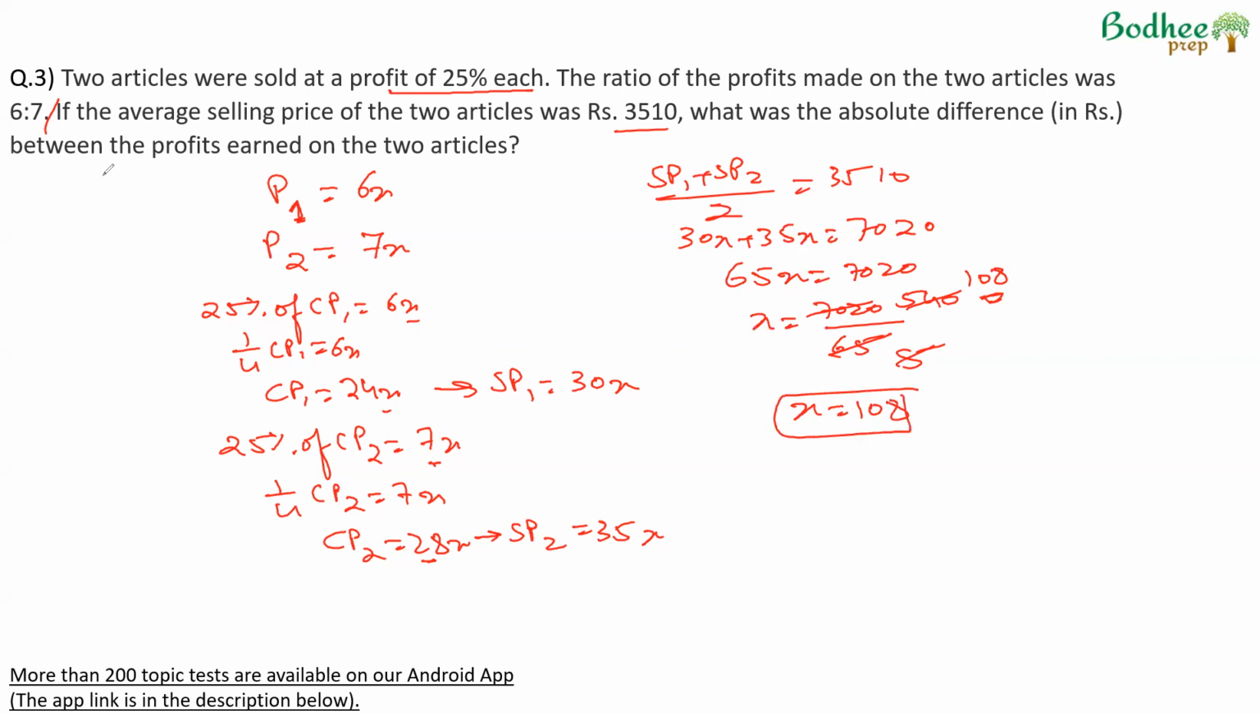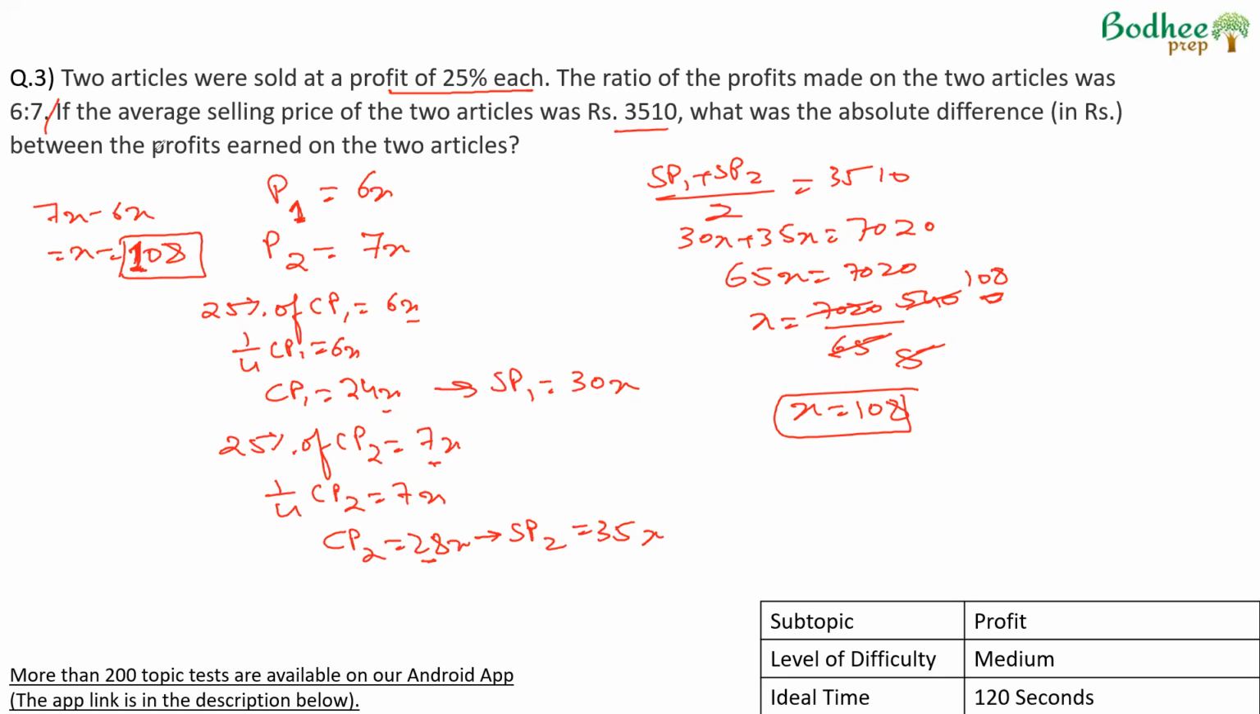What do we have to find? The absolute difference between the profits under the two articles. The profits were 6x and 7x, so absolute difference will be 7x minus 6x, which is x, which we have calculated as 108. Hence, the answer becomes 108. I think moderate level of difficulty question. We'll have to first settle the 6x, 7x, and from there work forward. But once you do get that first part going, I think 2.5 minutes should be good enough to solve this question.